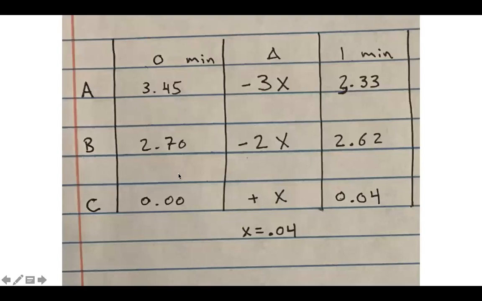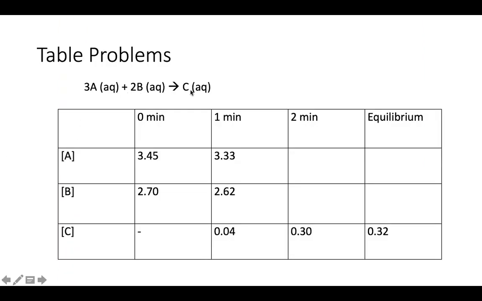Okay, and so this is our information for minute 0, and over here is our information for 1 minute in. In the middle, I wrote a column that says delta, meaning change. Let's go back for a second and look at our balanced chemical equation. We know from chapter 3 or 4 that we would need 3 molecules of A to react with 2 molecules of B to create 1 molecule of C.